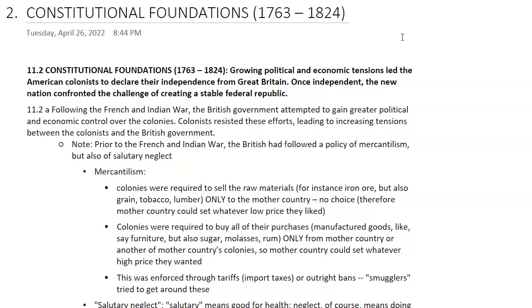Growing political and economic tensions led to the American colonists declaring their independence from Great Britain. Once independent, the new nation confronted the challenge of creating a stable federal republic. Well, let's pick up where we left off at the end of the first unit, the colonial foundations. Following the French and Indian War, the British government attempted to gain greater political and economic control over the colonies. Colonists resisted these efforts, leading to increased tensions between the colonists and the British government.